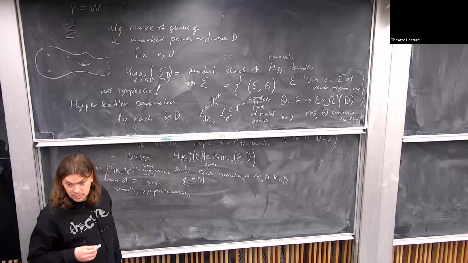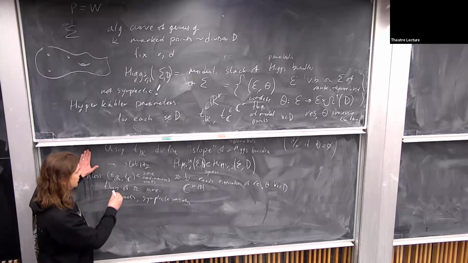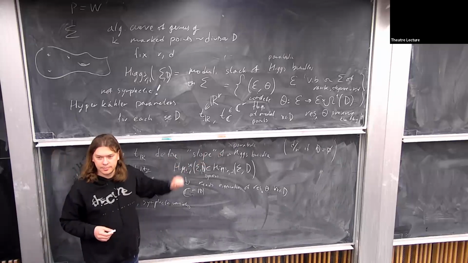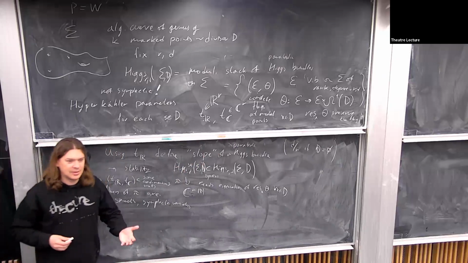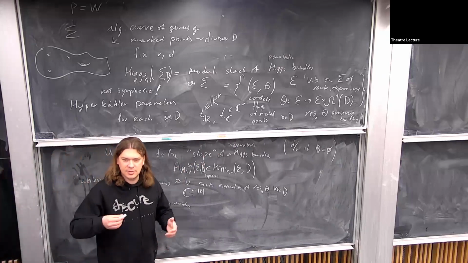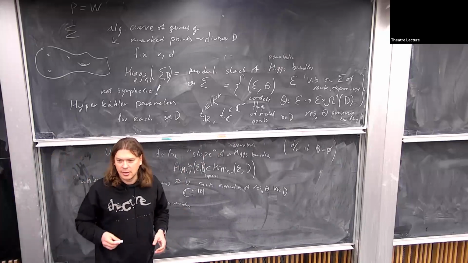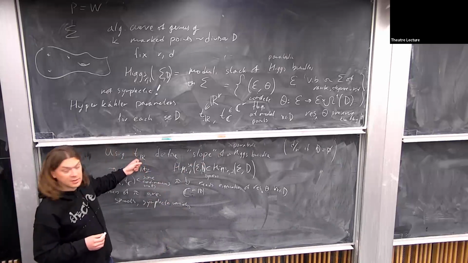Would you remind where T R comes from? T R is a stability parameter. It defines the slope. To say something is stable, you always say that for any sub-object, the slope should be less than that. To define the slope, there are parameters T R.